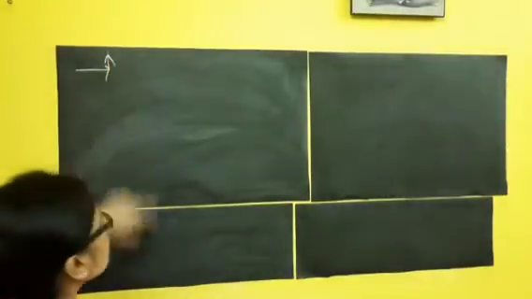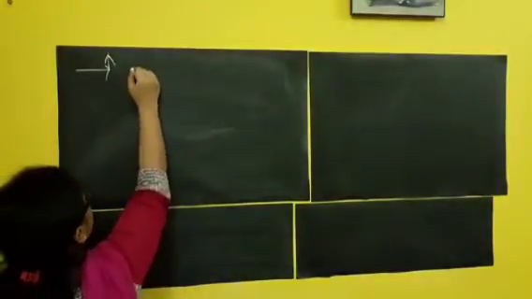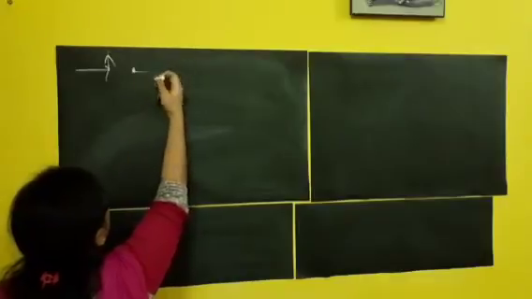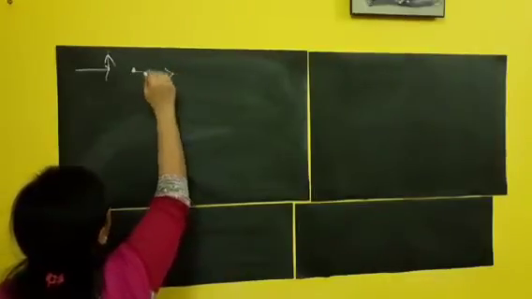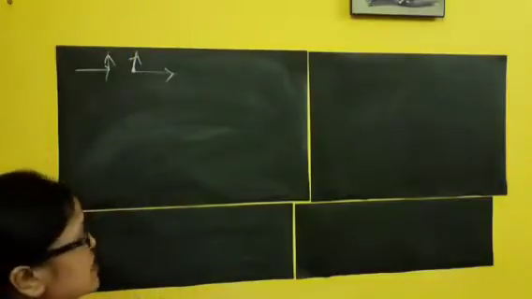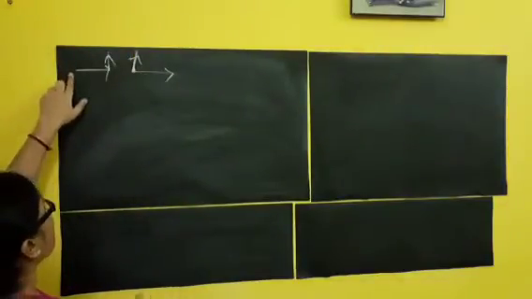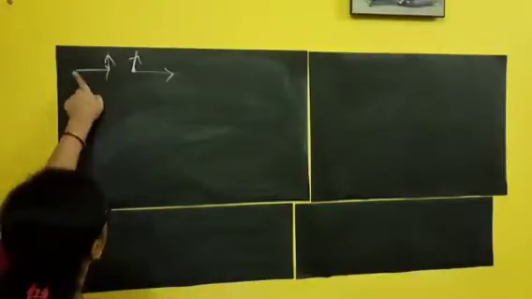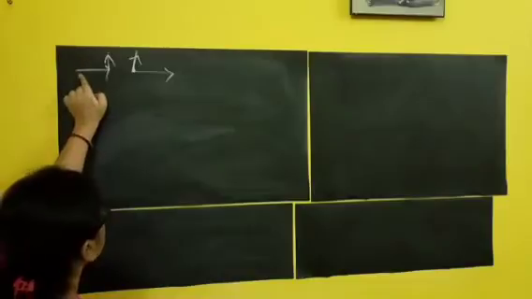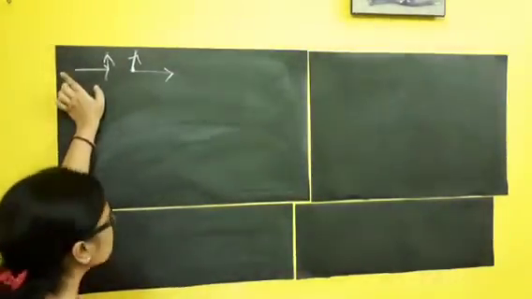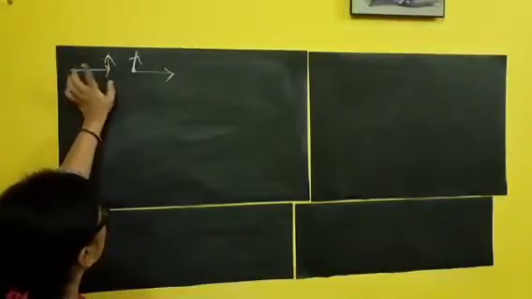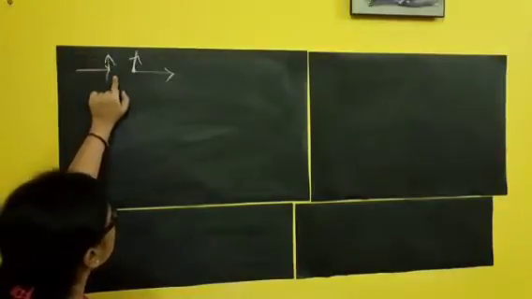Suppose another situation: here I have an object, and on the same point, one vector is acting along this direction and another vector along this direction. Here I can give an example: a person is moving from west to east, then east to north. This is the same order, so I can apply the triangular law of vector addition.